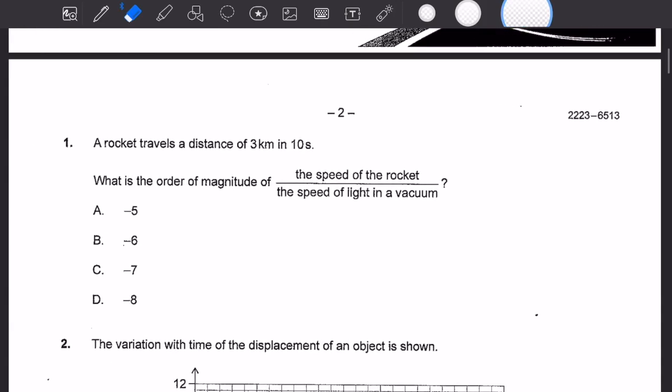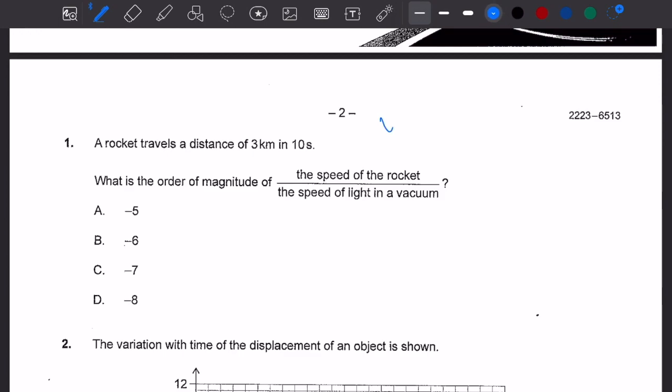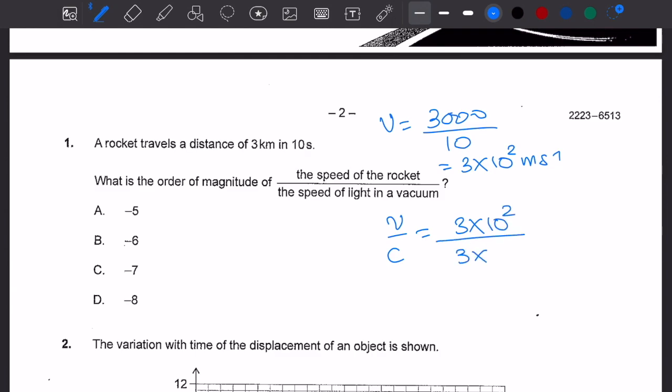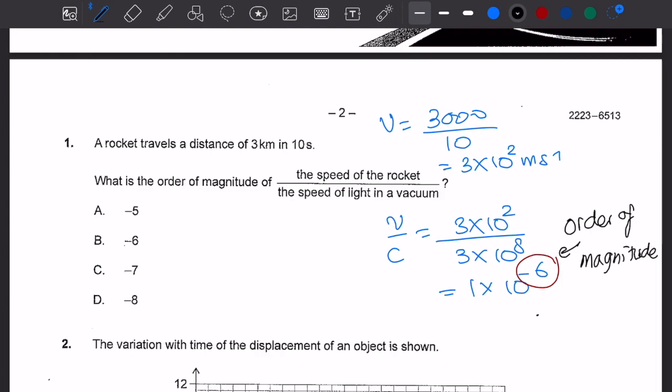Question number 1. The speed of the rocket is 3000 meters divided by 10, so 3 times 10 to the power of 2 meters per second, right? So v over c is 3 times 10 to the power of 2 over the speed of light, 3 times 10 to the power of 8. You get 1 times 10 to the power of minus 6, and this number is called the order of magnitude. So the answer for question number 1 is B.